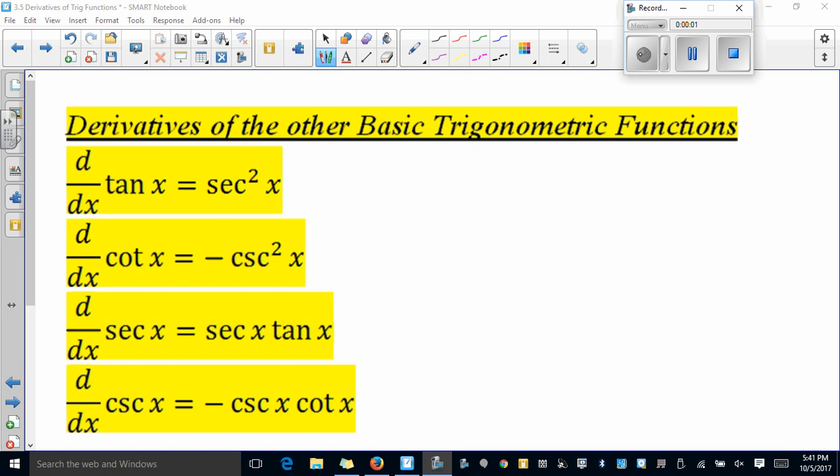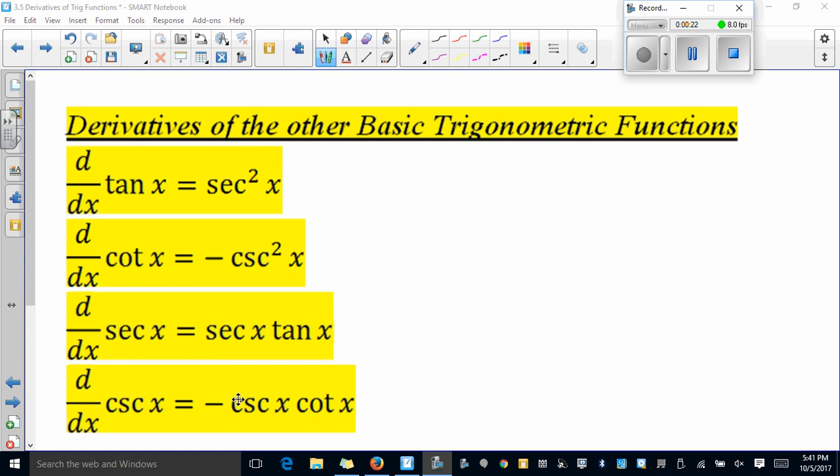We worked on just sine and cosine, and so here's the other four. Derivatives of the other basic trig functions. The derivative of tangent is secant squared. Derivative of cotangent is negative cosecant squared. Derivative of secant is secant tangent, and derivative of cosecant is negative cosecant cotangent.